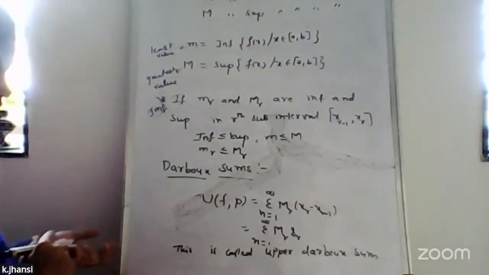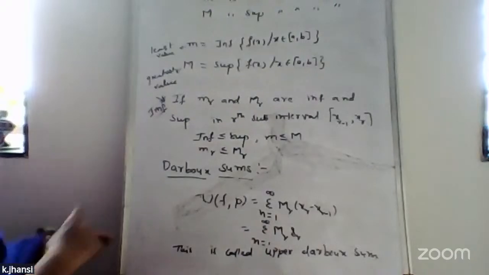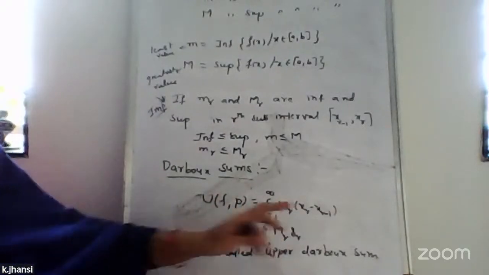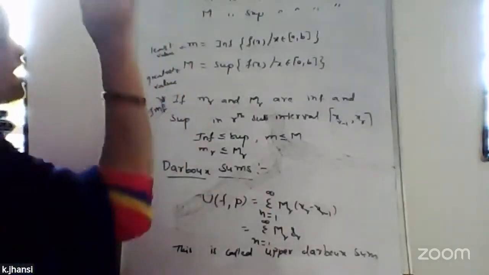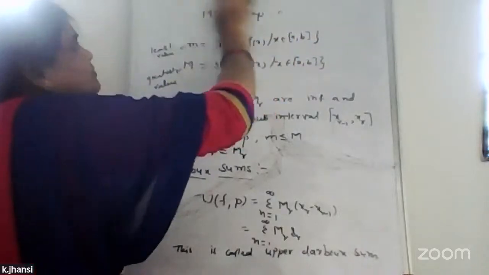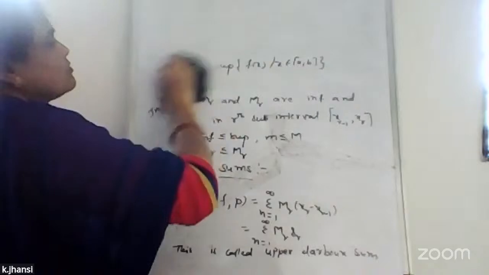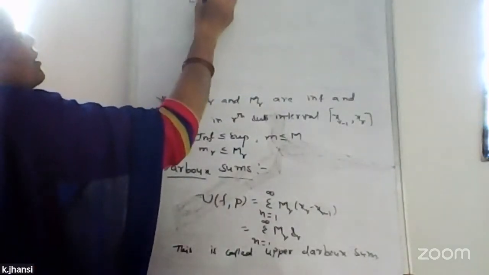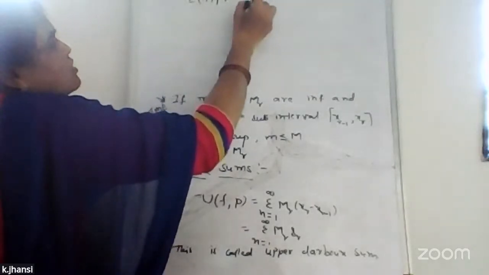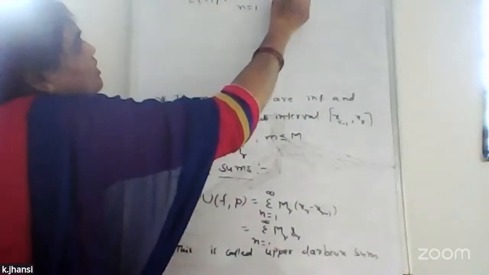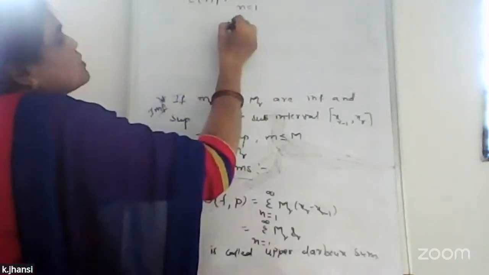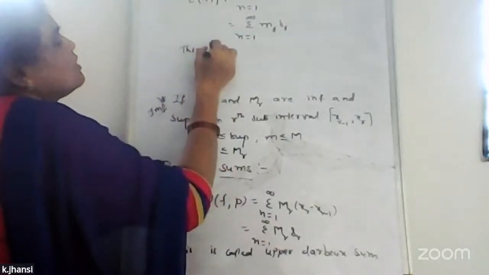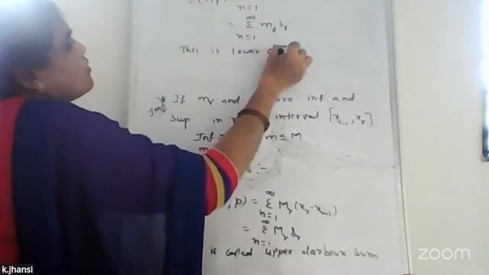Okay, so one more sum is there. It is the lower Darboux sum, and L will be its representation. L(f, P) equals the summation over r from 1 to n of small m_r (x_r minus x_(r-1)), so it equals the summation of small m_r times delta_r. This is called the lower Darboux sum.